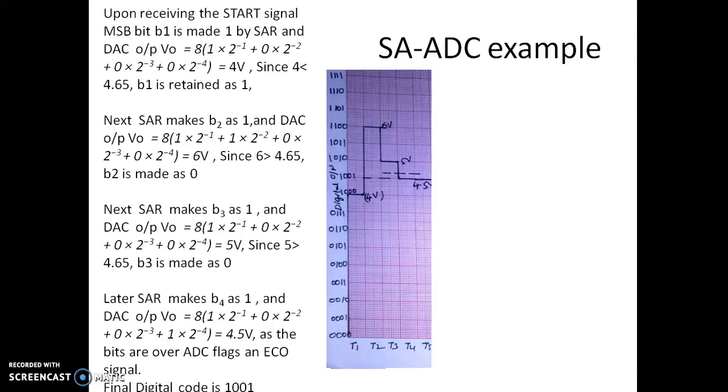So if we are handling very small voltages, it's always necessary to have a larger number of bits so that we can properly represent its digital equivalent.